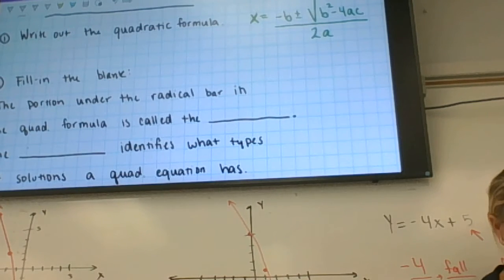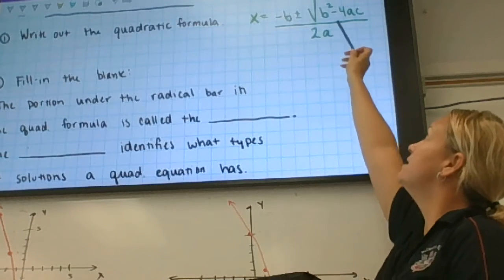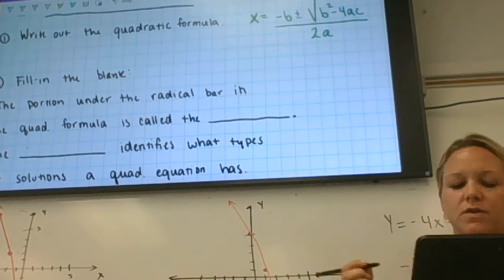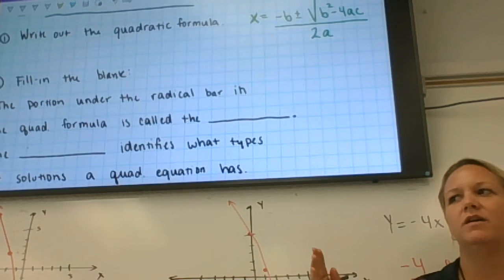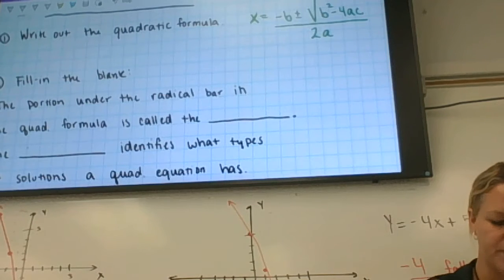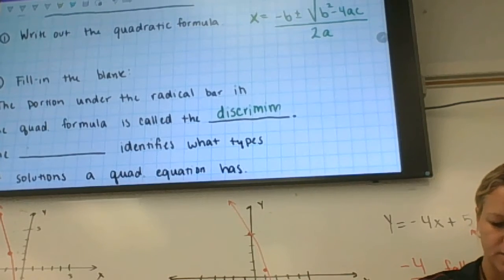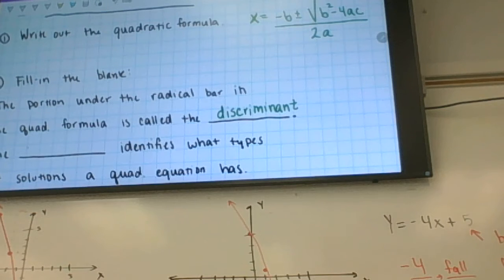Encompasses. The portion under the radical bar, so like this bit, b squared minus 4ac, we have an actual name just for that little bit. So the whole thing is the quadratic formula, and then that little bit has a name. It's called the discriminant. Which sounds like an action movie title. The discriminant.